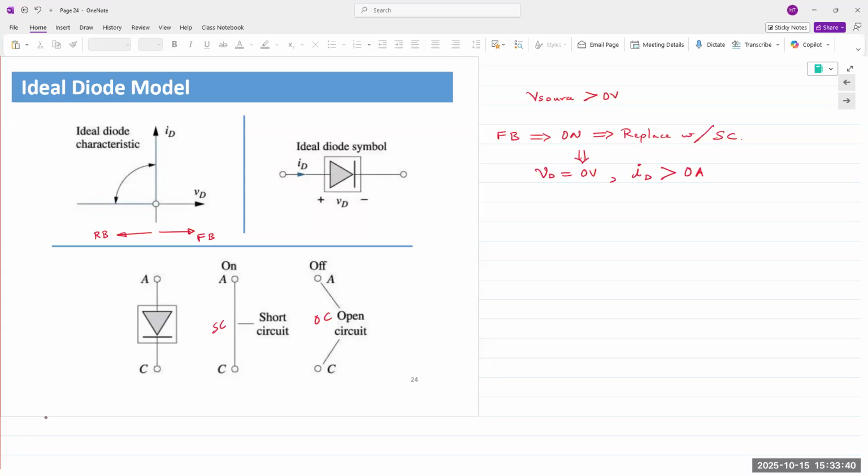We could say it's 0.00001 volts higher, or anode is 0.0001 volts higher than the cathode. Diode is on. It doesn't require any voltage to turn on. Simply the fact that anode is higher than the cathode, diode is on, and it's replaced with a short circuit. And if it's a short circuit, that means diode voltage between the anode and cathode must be equal to 0. And current should be going in the forward direction. So VD is 0 and ID is greater than 0 amps. These are the conditions you would check at the end of your analysis.